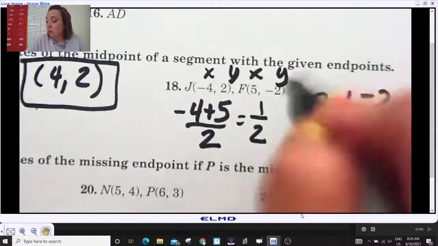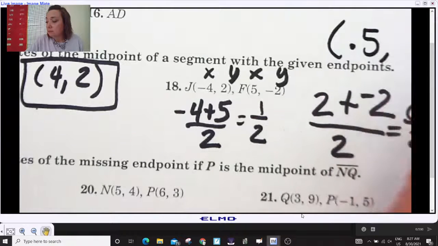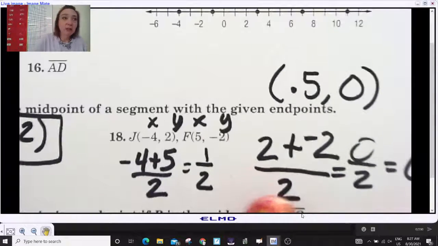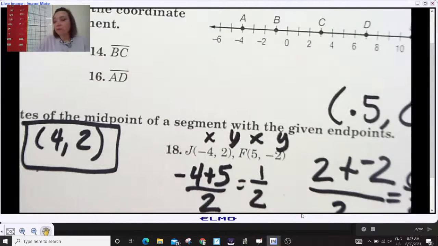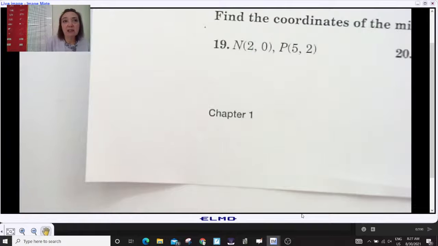So, guess what, y'all? Who was right? Andy. Good job, Andy. Good job. Okay. I want y'all to try to find the midpoint on number 19. Let's see if you can do it.